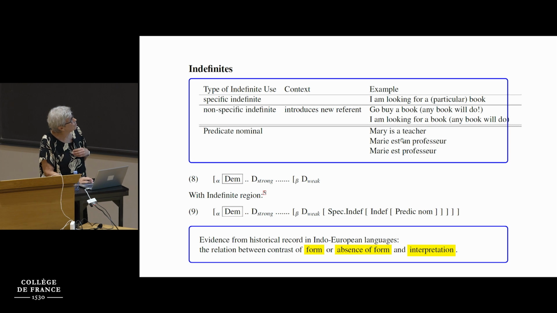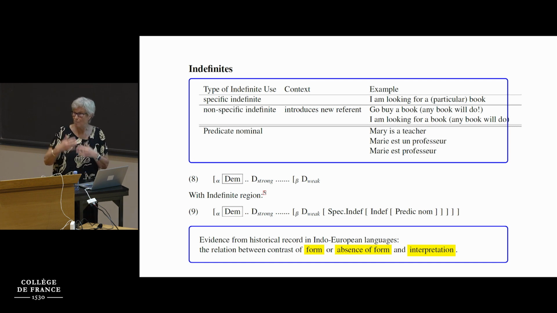So how, if we look at French, you can say Marie est un professeur, or Marie est professeur. So here sometimes we have a bare noun and sometimes we have an article. What does that correspond to? So these are all questions that people are investigating.